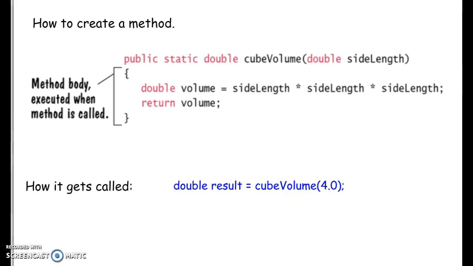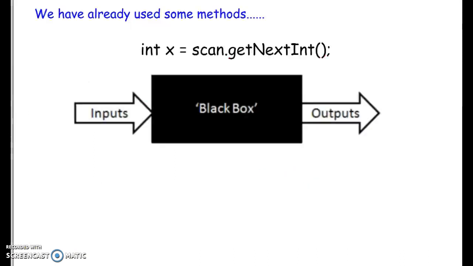Okay, just real briefly, this isn't on your sheet, but I just want to mention that a method is almost like a function in math, where you have some inputs that go in and then you get a result out. All right, and the inputs usually go in the parentheses at the end.